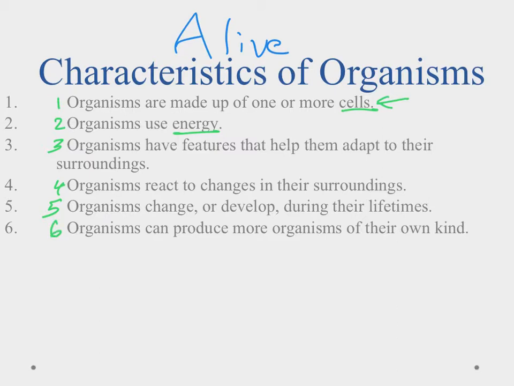And then finally, organisms can produce more organisms of their own kind, and that's simply reproducing. They can make more new organisms, and that's how they live through time.